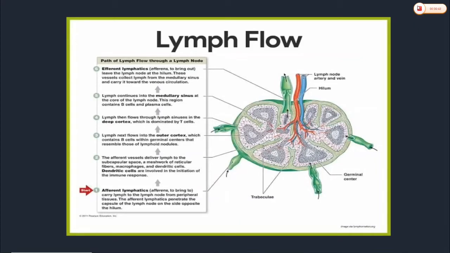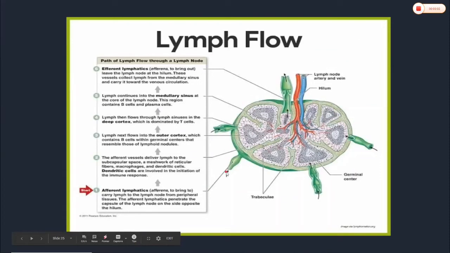So lymph next flows into the outer cortex, which contains B cells within germinal centers that resemble those of lymphoid nodules. Lymph then flows through the lymph sinuses in the deep cortex, which is dominated by T cells. Lymph continues into the medullary sinus. This region contains B cells and plasma cells. Last are the efferent lymphatics, which leave the lymph node at the hilum. These vessels collect lymph from the medullary sinus and carry it toward the venous circulation.